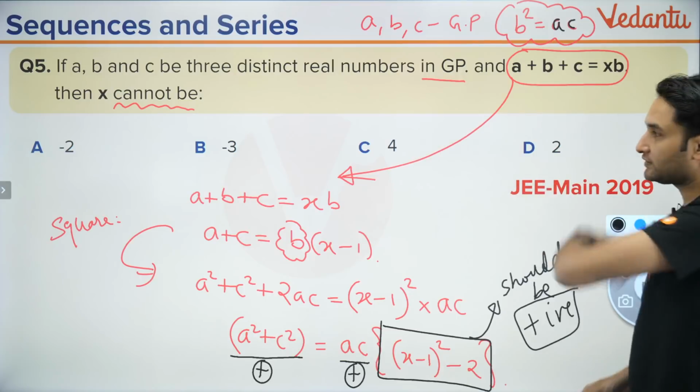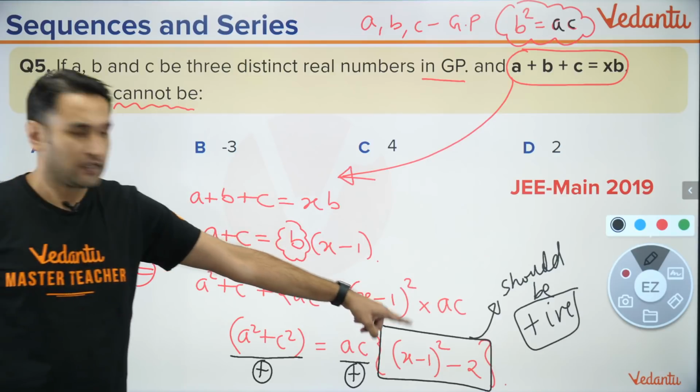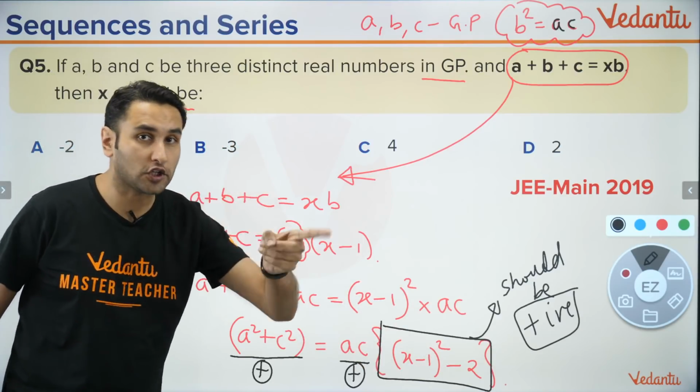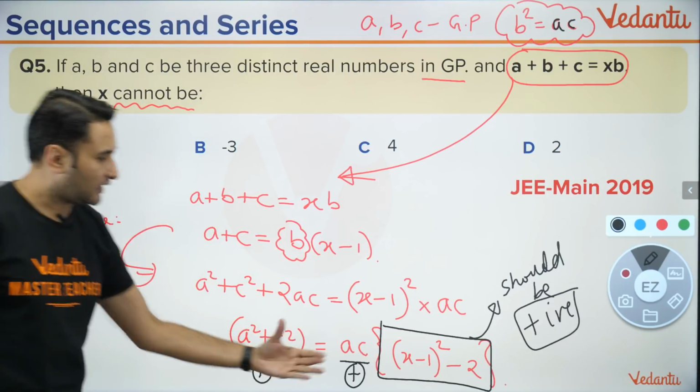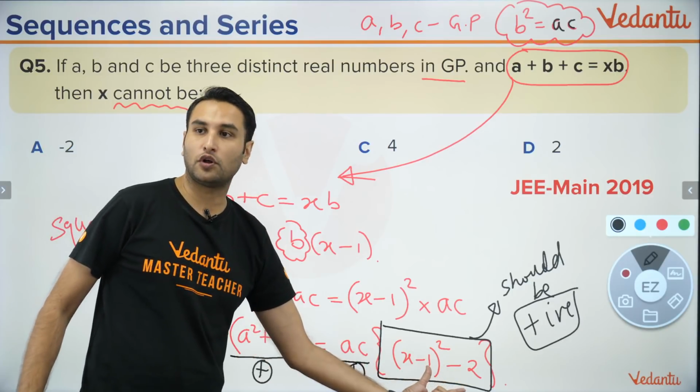Now check the options. Which option makes it negative? That value of X cannot be. Understood? Brother, left hand side is positive, then right hand side should also be positive. This term is positive, then this should also be positive.